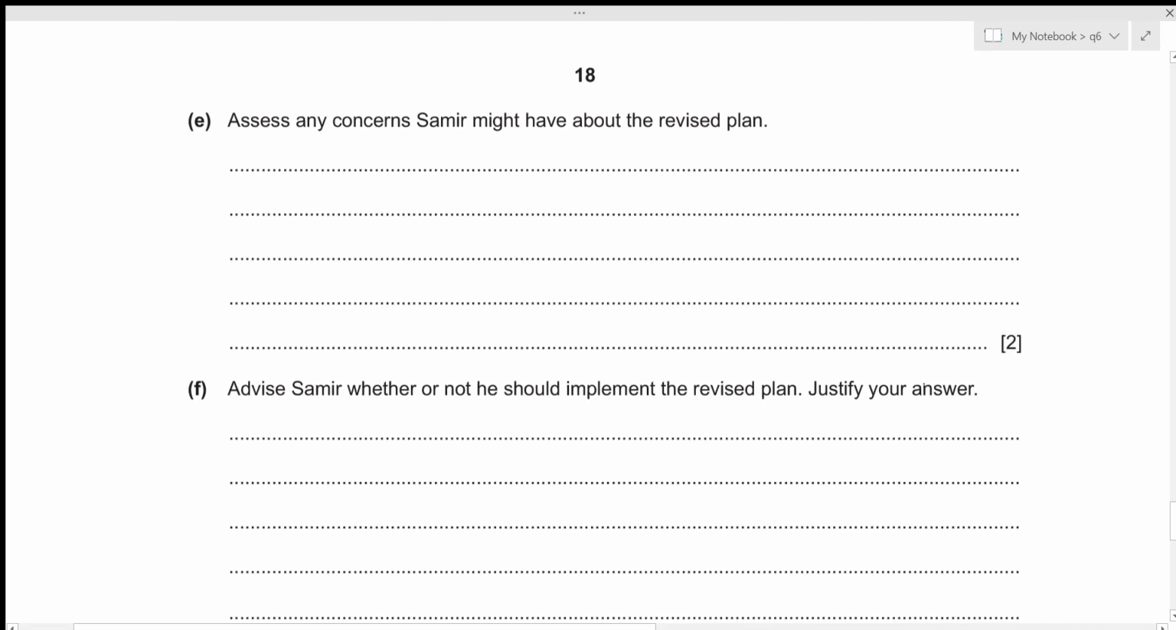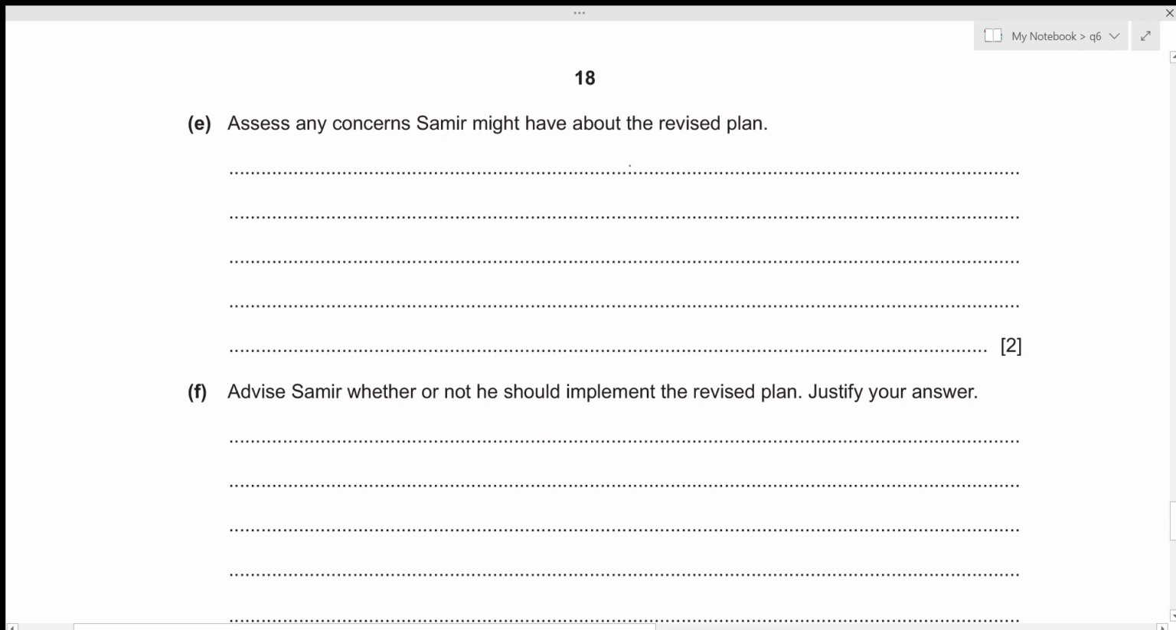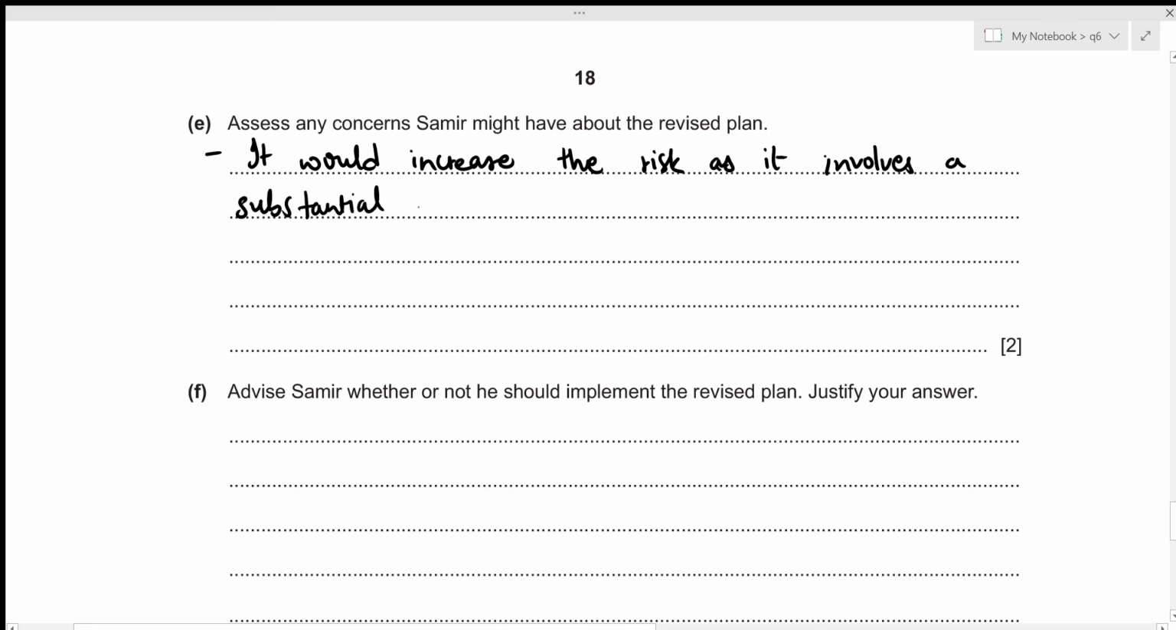We need to assess any concerns Samir might have about the revised plan. So the first one would definitely be the increment in fixed cost, right? And increment in fixed cost always increases the risk. Let's write it down. It would increase the risk as it involves a substantial increase in the fixed costs.